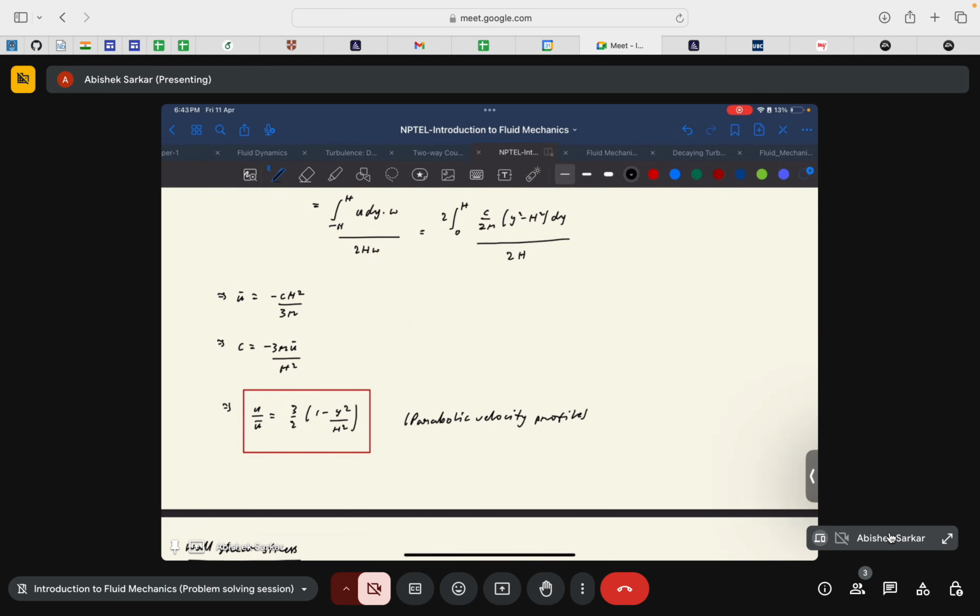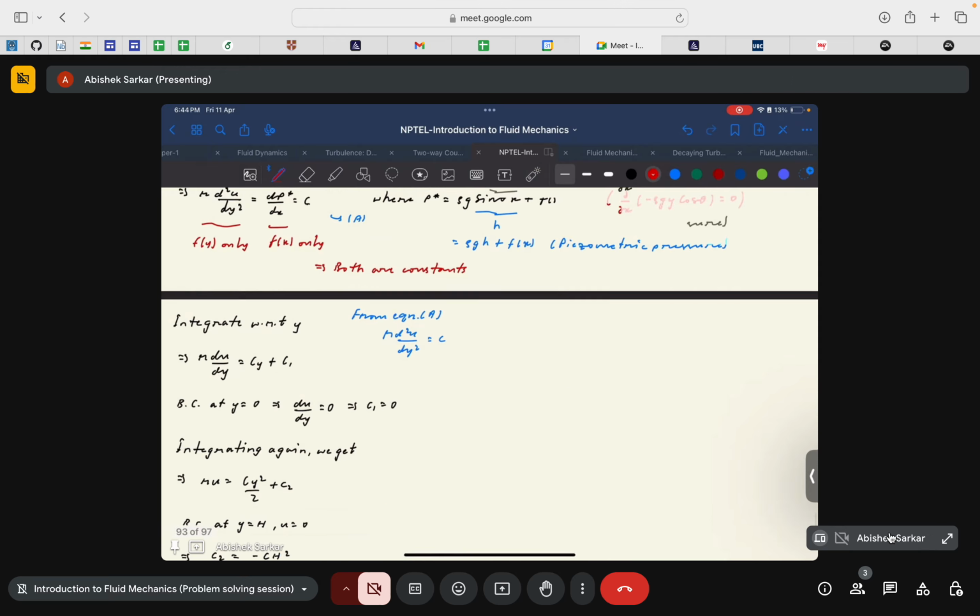Okay, and there's one more thing that you can find out from this expression, that is the ratio of the average velocity over the maximum velocity. So at y equal to 0, u is equal to u max. Okay, this can be found out in 2 ways.